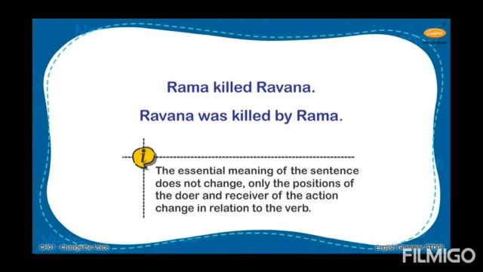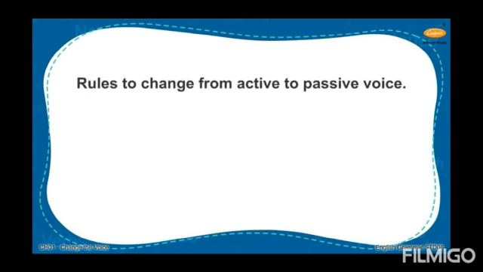Here, the meaning of the sentence does not change, only the position of the doer and the receiver of the action change in relation to the verb. You can see that Rama, who was a subject in the first sentence, is now an object in the second sentence. Let us see the rules to change from active voice to passive voice.